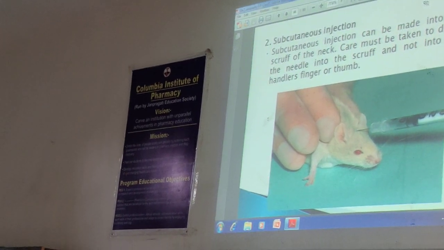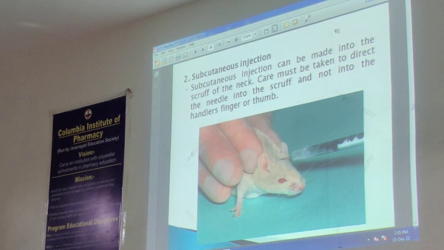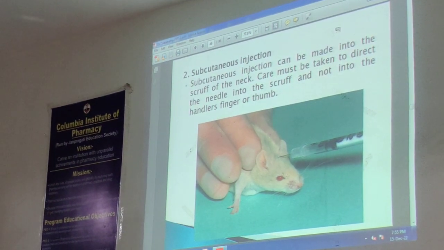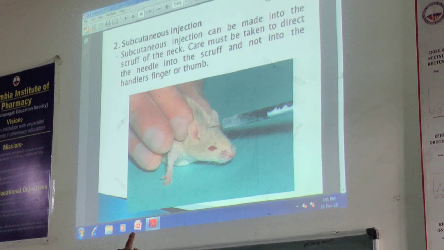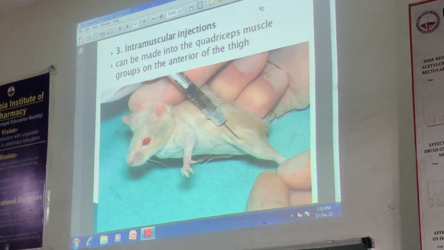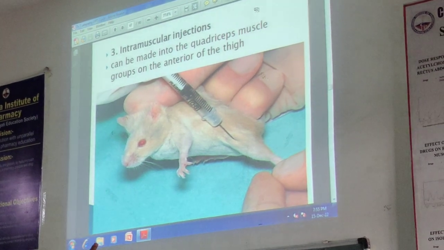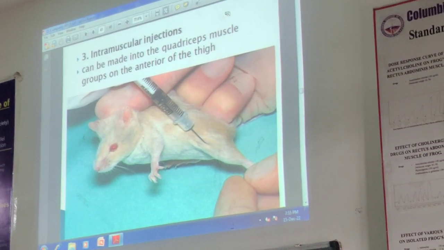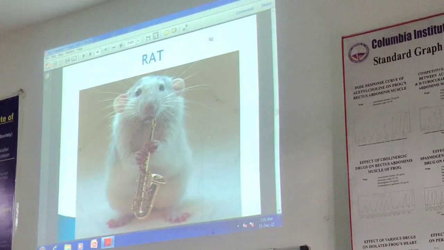This is the subcutaneous injection. Subcutaneous injection, we will show you. Everything we will show you here by holding the animal. This is the area. This is the subcutaneous. This is the intramuscular injection. See, these are the areas where the intramuscular injection is generally given. Next.